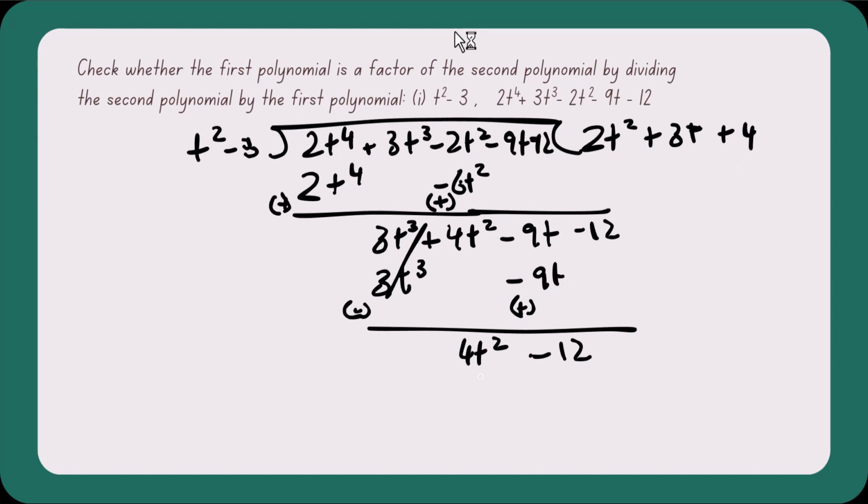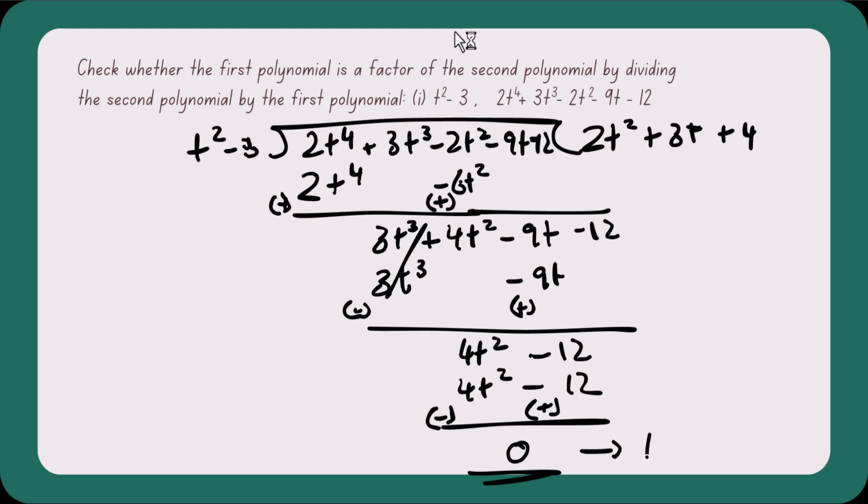I'll get 4t square minus 12. So these will cancel out, right? This will cancel out. This is minus, this is plus. Once subtracted, it'll become 0. Once the remainder is 0, the quotient is a factor, right? So the quotient will be a factor.